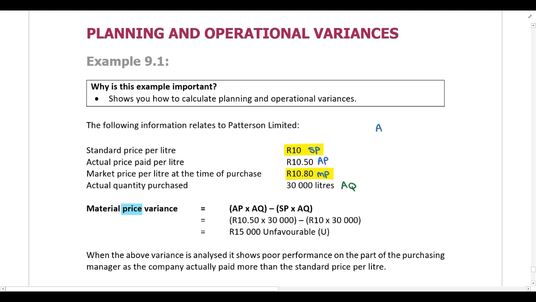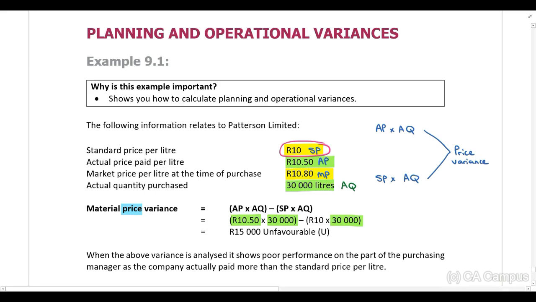We always start with the actual price multiplied by the actual quantity. If we are calculating a price variance, you keep the quantity the same and the only thing you change is the price. All right, so let's perform this calculation. The actual quantity is 30,000 litres. The actual price per litre is 10 Rand 50 and the standard price is 10 Rand per litre.